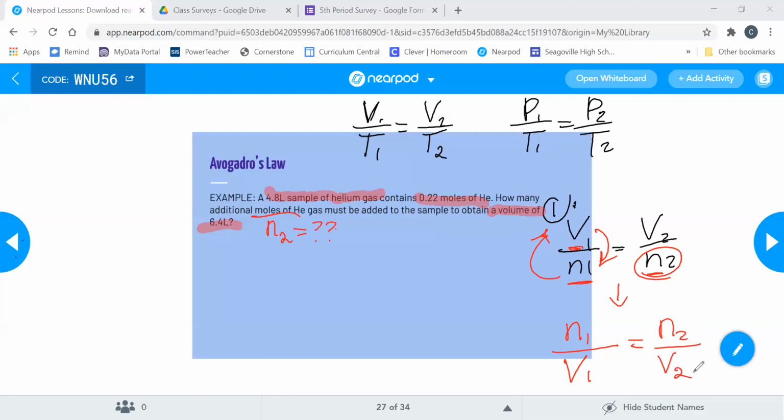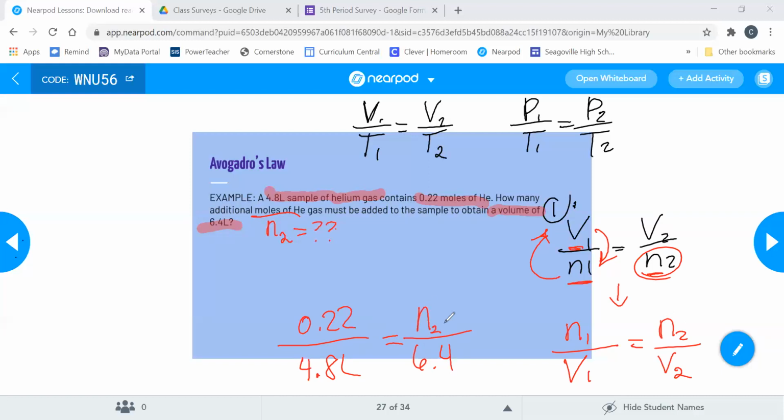And now I can cross multiply. So you'll see what I mean. I'm gonna plug in my numbers. I got 4.8 for volume 1, and then I got 0.22 for N1, and then I got 6.4 for volume 2, and then I have a missing number, which is N2.